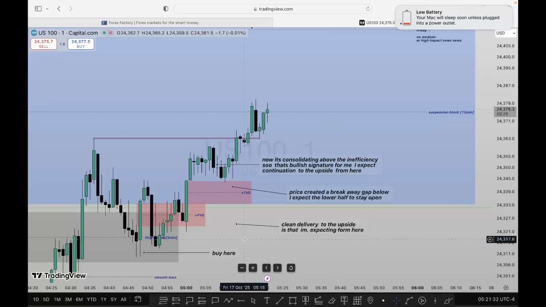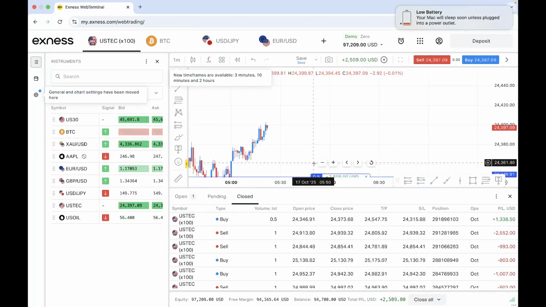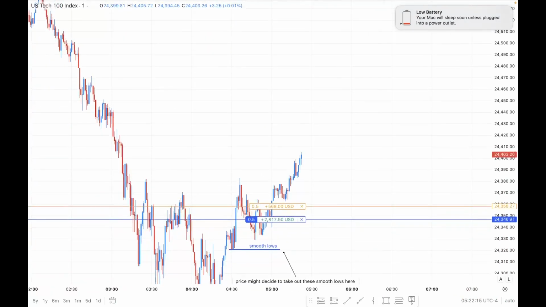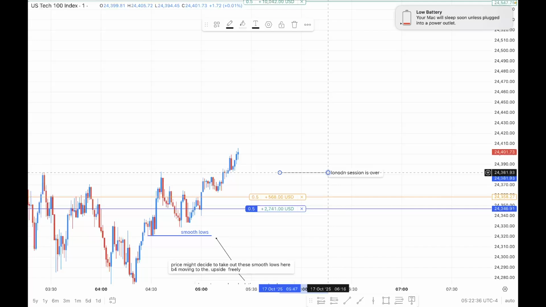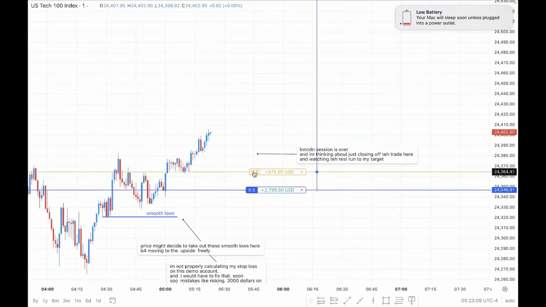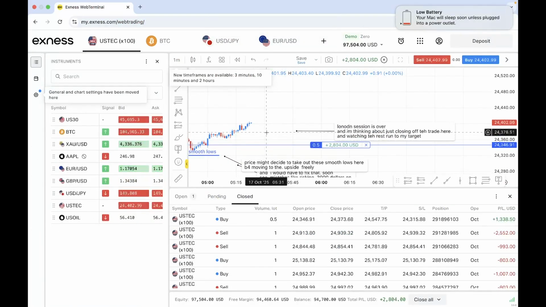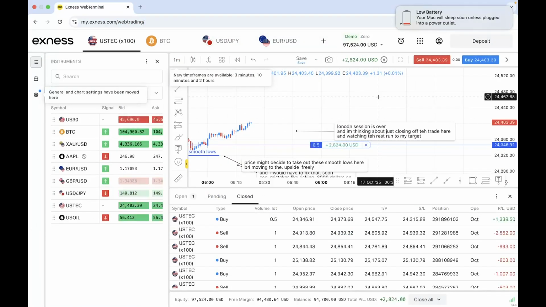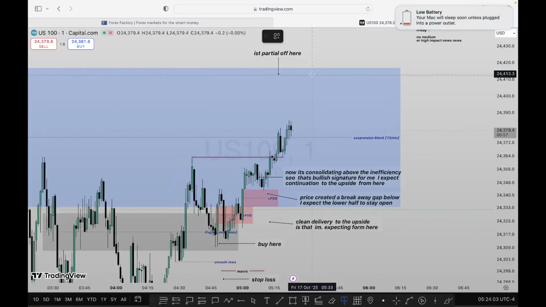So, yup, and it did it. If you go and check the charts for this date, October 15, is it October 15? October 17, Friday's trading, London session, you will notice that price retraced to create the high of London session. So London session is over, and I'm thinking about just closing off the trade here and watching the rest run to my target. Exactly. That was what I was thinking about at this point in time.